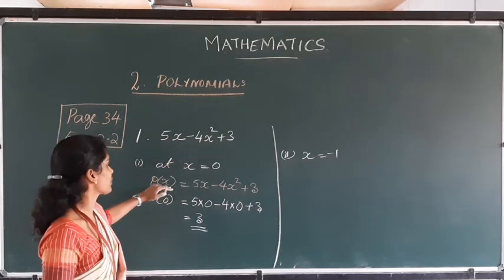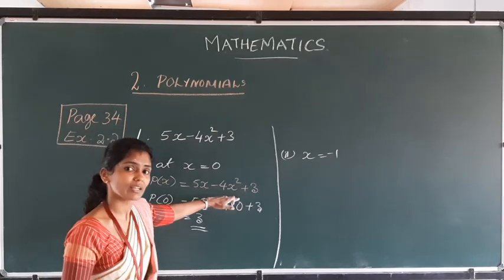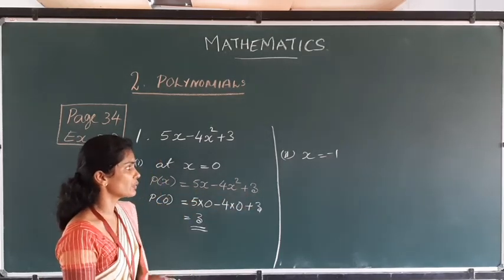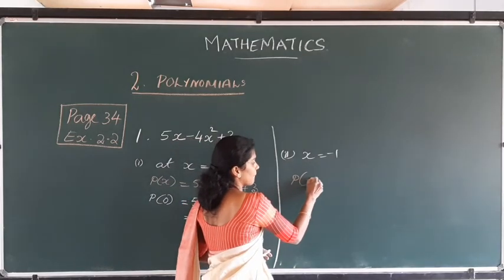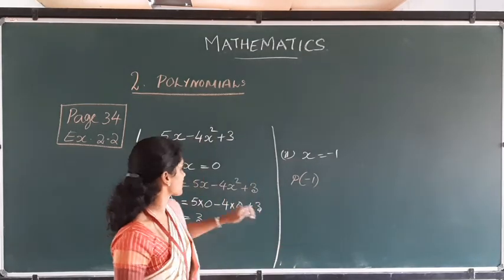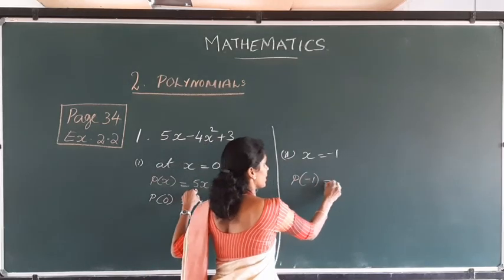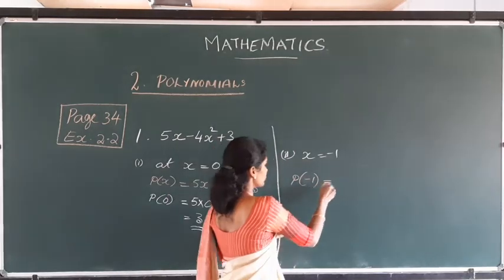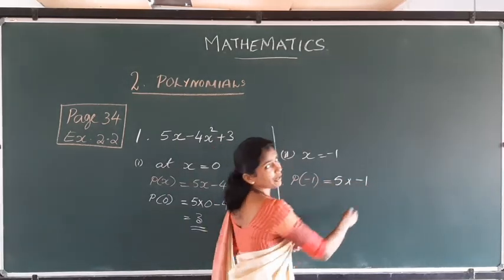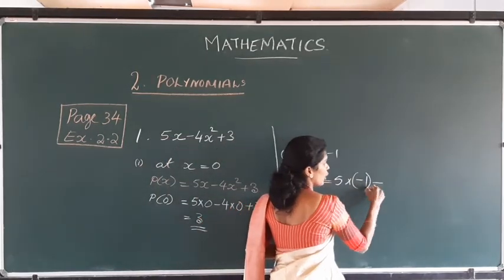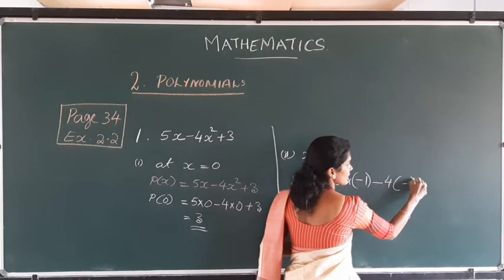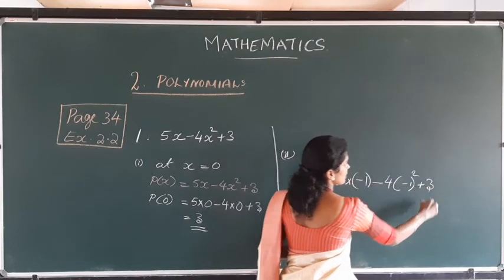Our polynomial is p of x equal to 5x minus 4x square plus 3. You just substitute minus 1 in the place of x. That means p of minus 1 equal to 5 into minus 1 minus 4 into minus 1 square plus 3.